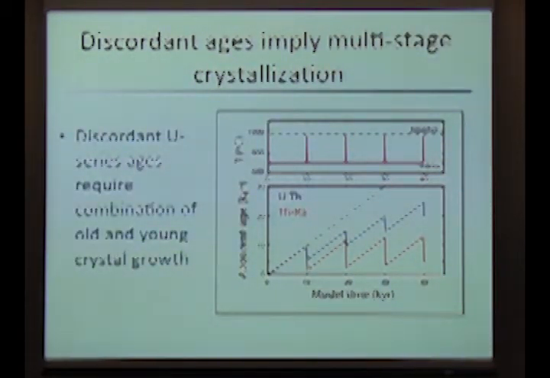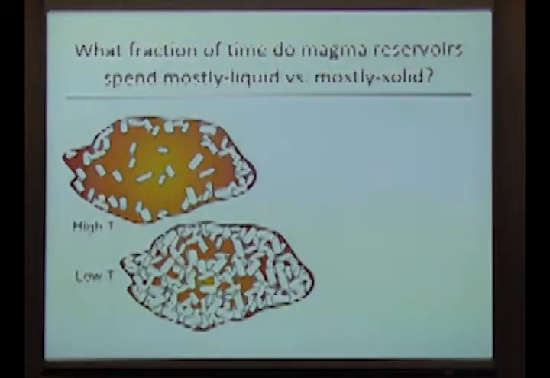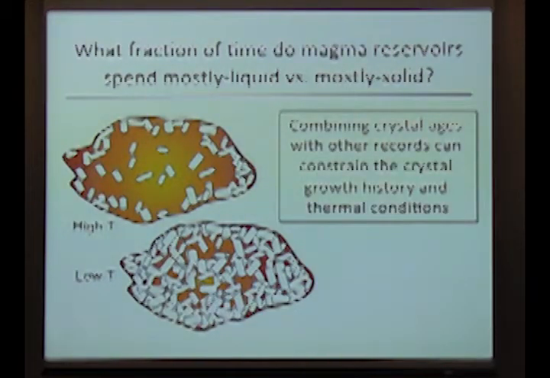That's very useful because it means that we can actually turn this around and extract more information from the system. So I want to spend a few minutes looking at the question of what fraction of time do magma reservoirs spend mostly liquid versus mostly solid. Okay, and the way we do this is by combining crystal ages with other chemical records. And so we combine the crystal ages, which are largely insensitive to temperature, with other temperature-sensitive information.